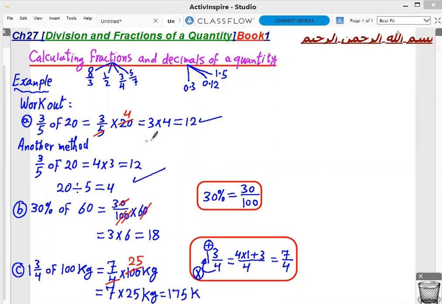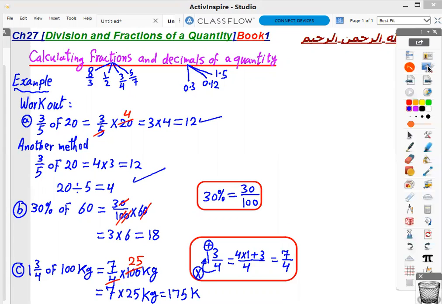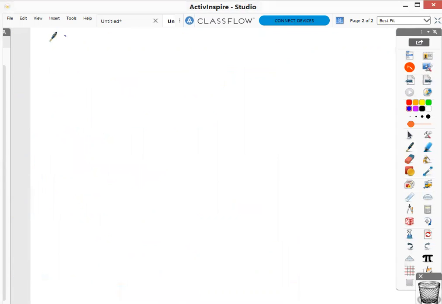Then this is the beginning of our lesson. It's not difficult. It's easy for you. I'll give you one example and we can solve together. Let's go to another page, D.